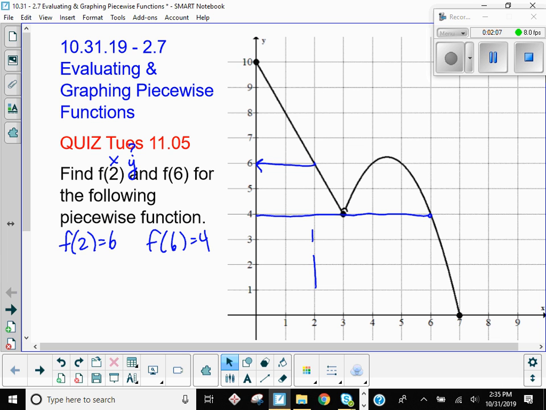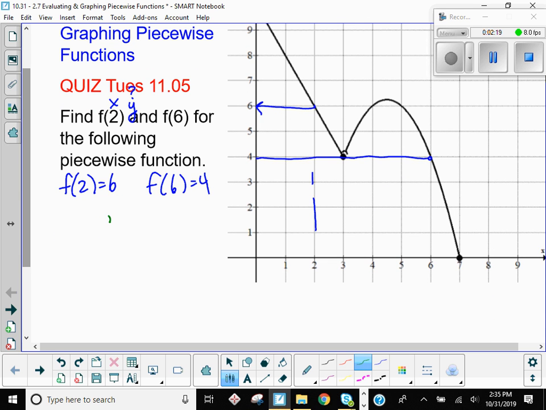And then I have one other question for you. Is there a value at f of 3? Yes, right? Does that value belong to the linear piece or the quadratic piece? Not both. The linear, right? Remember this little circle right here? So here's where f of 3 is, right? Here's the point. Y is 4. So the answer is 4.